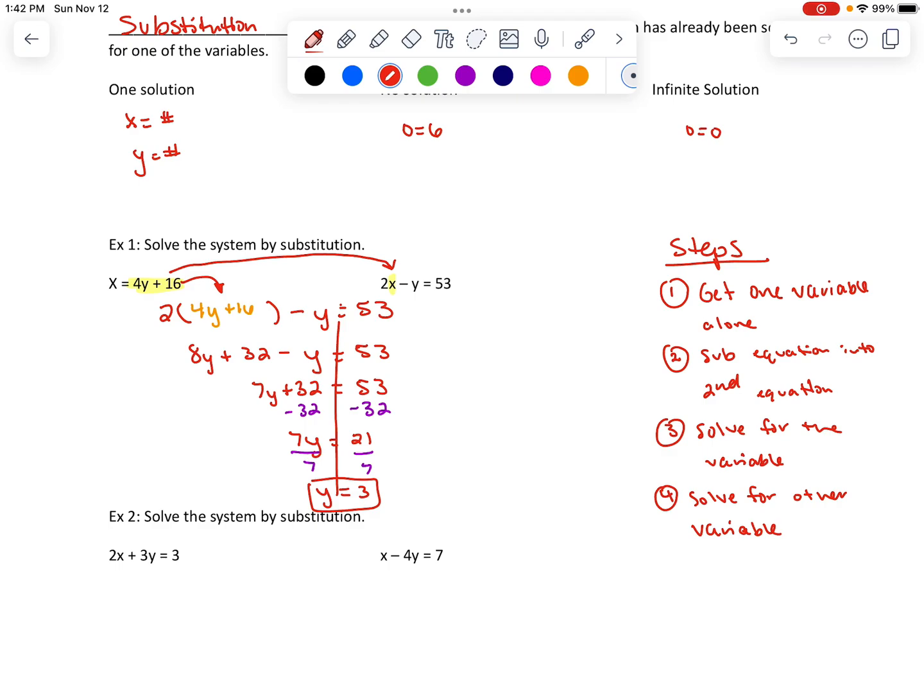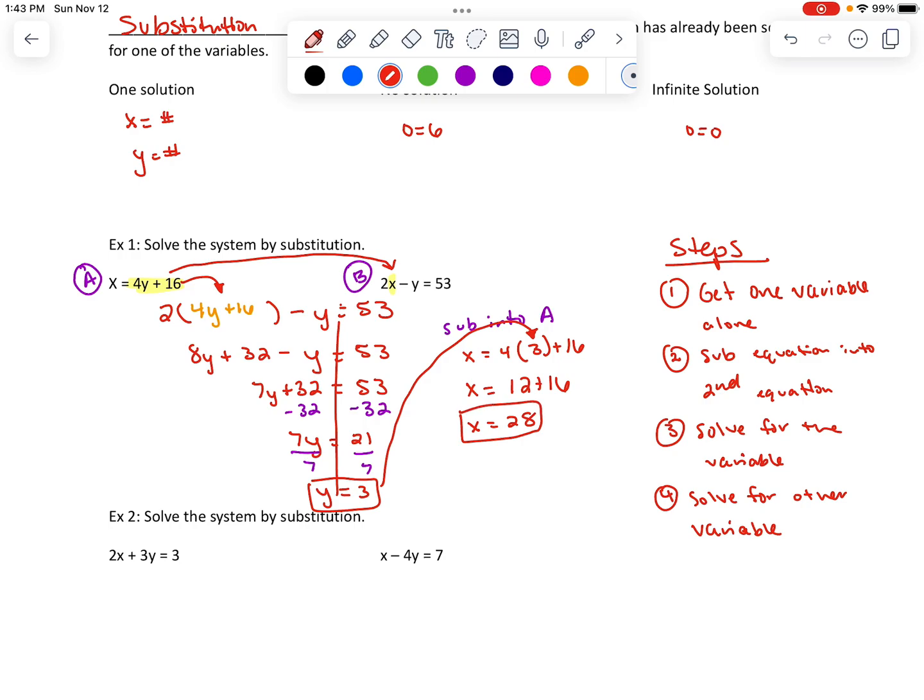Now I need to solve for the other variable. I solve for the other variable by subbing into one of the original equations. We'll call these equation B and equation A. It's going to be easier to sub into equation A. So I've got x equals 4 times 3 plus 16. This 3 went in here. Now I just need to calculate that. x equals 12 plus 16, and I get 28. There's my solution.